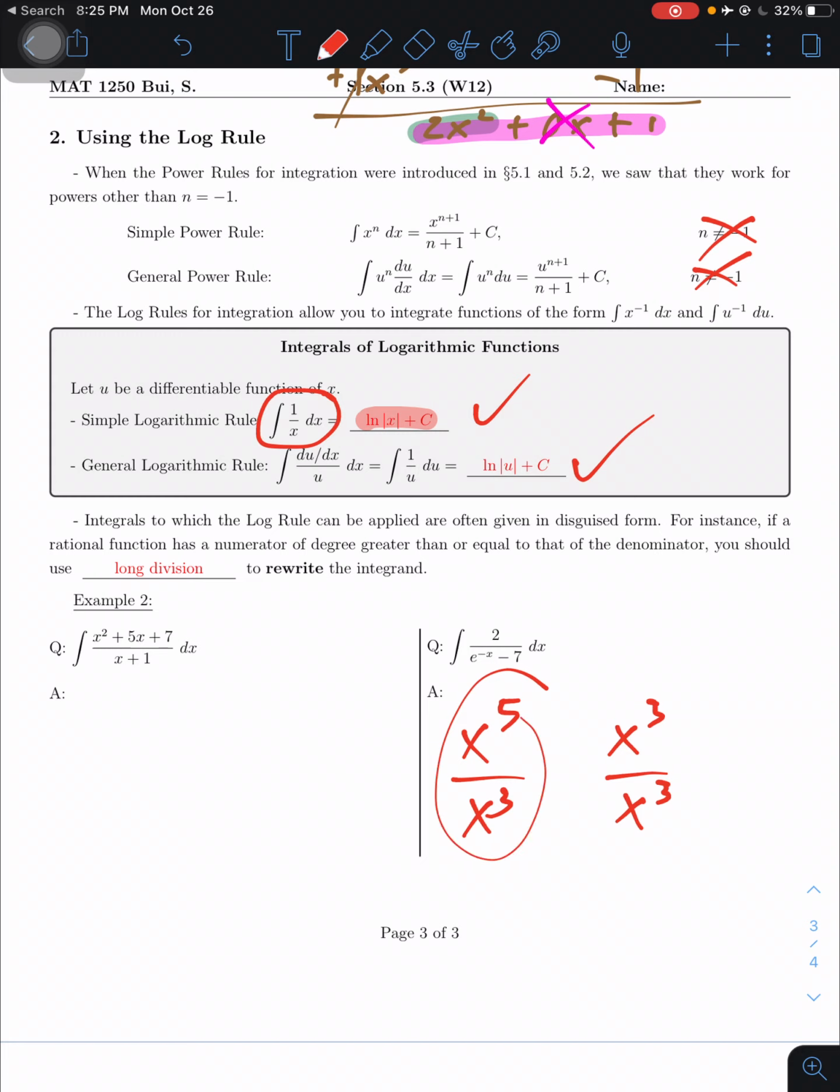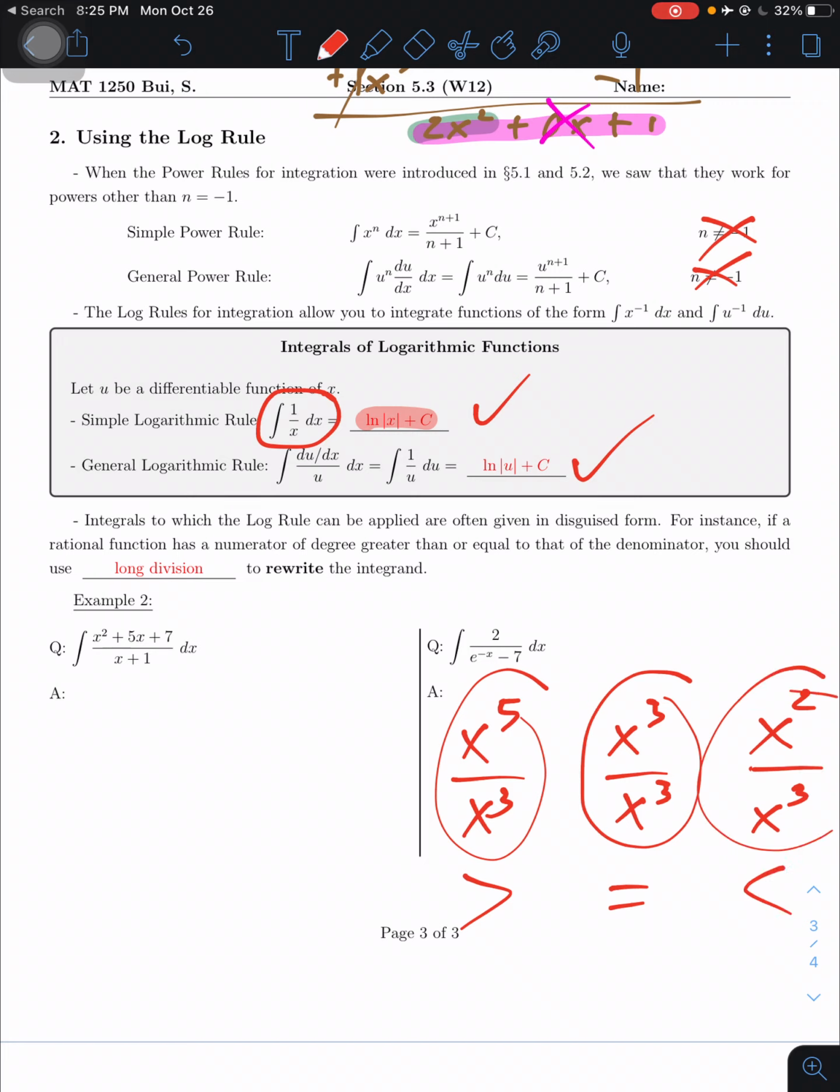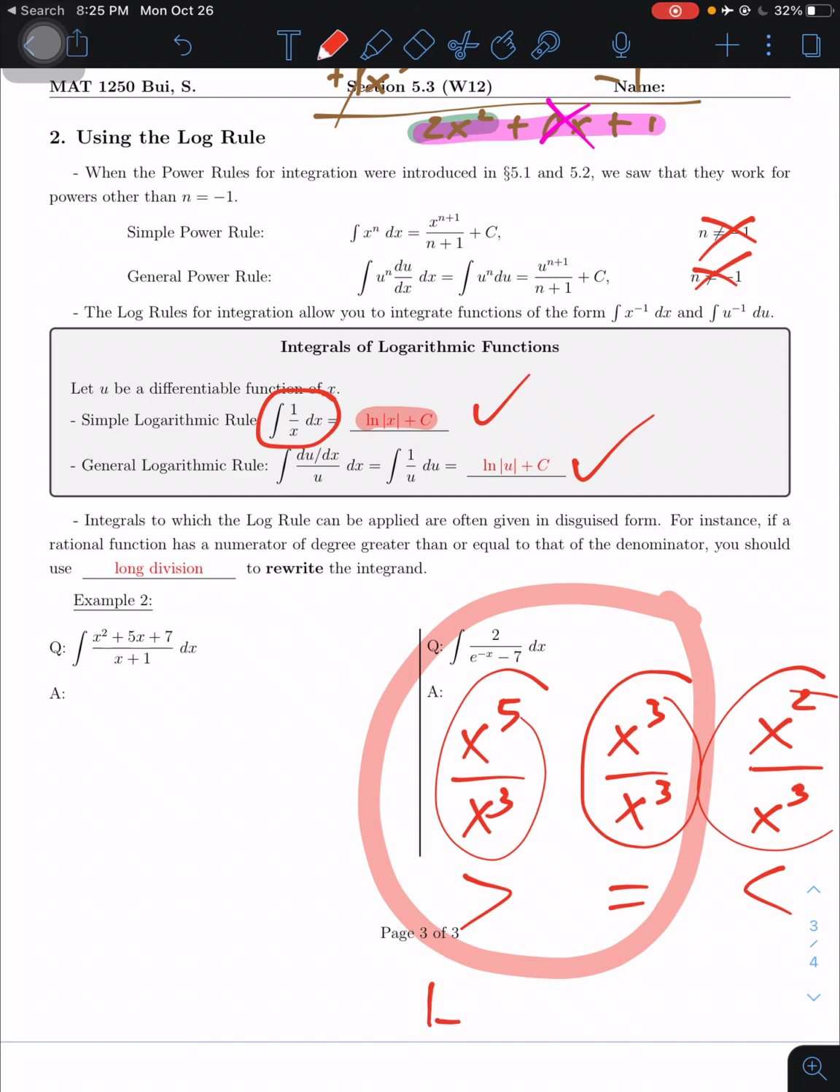In this case, the power of the top is greater than the power of the bottom. In this case, the power of the top is equal to the power of the bottom, right? And say in another scenario, something like this, then the power of the top is smaller than the power of the bottom, right? So only the first two cases in here you can apply the long division, okay? The last one you cannot do long division, okay?